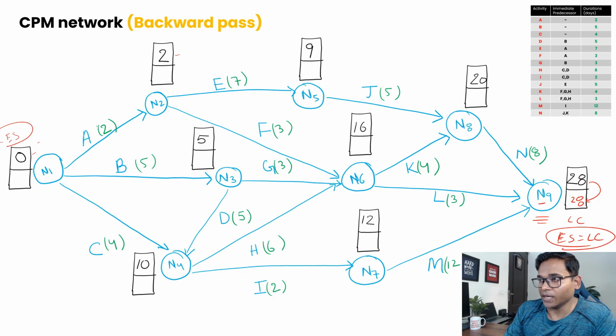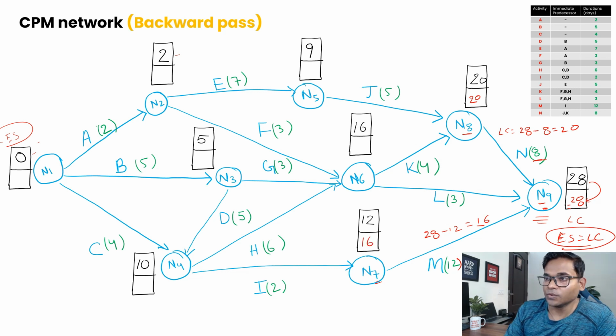Let's say from n9 to n8. This represents a duration of 8, so to calculate the LC, it will be 28, which is our last LC calculation, minus 8, equal to 20. There is only one path coming out, so 20 is your LC. Now for the path from n9 to n7, the duration is 12, so we will simply take the last LC calculation, 28 minus 12, 16, as the LC for this node.